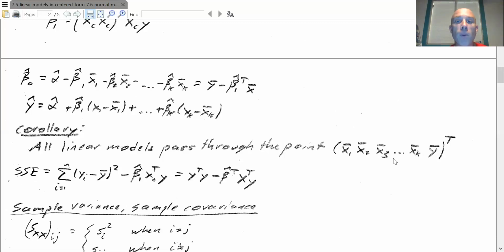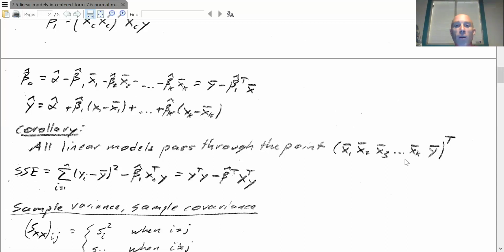If I'm doing simple linear regression or multiple linear regression, the model always passes through the point of sample averages, which is something nice to know. So since it always passes through that point, that makes this a conceptually nice reference point for our model instead of going with the zero vector.